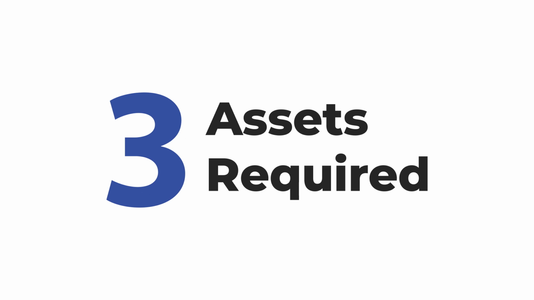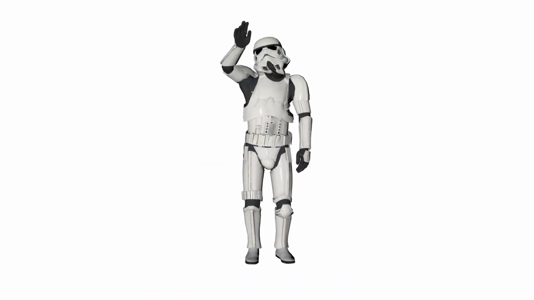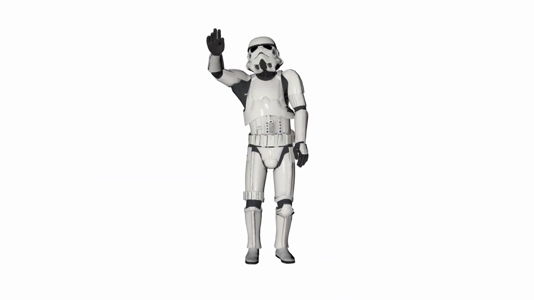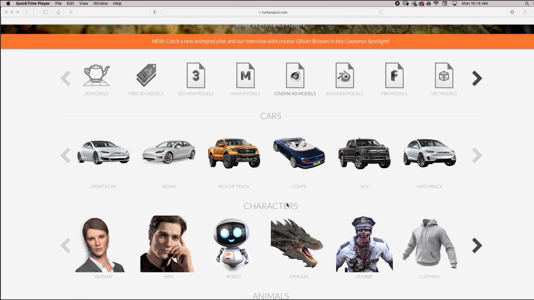To make scenes like this, we only need a few things. First, we need a scene we want to composite our 3D character in. Second, we need a bipedal 3D model. And last, we need an Adobe ID so we can use Mixamo.com. I purchased this model from TurboSquid.com.